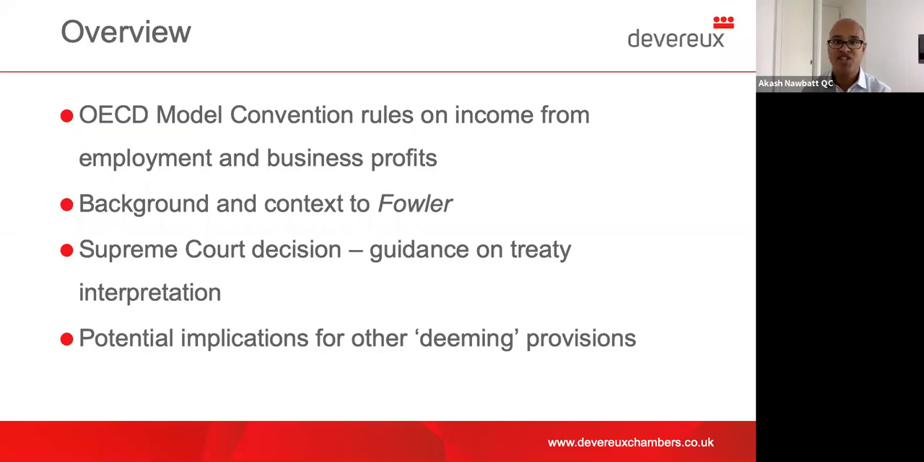In terms of our discussion this morning, I will first outline the model convention rules on income from employment and business profits. Colm will then discuss the background and context to the Fowler case. I'll then go through the Supreme Court decision, firstly identifying what I think are the points of general application to be derived from that judgment, and then secondly to look at how the Supreme Court approached and decided the treaty interpretation question in Fowler. And then Colm is going to look at the potential implications for other deeming provisions.